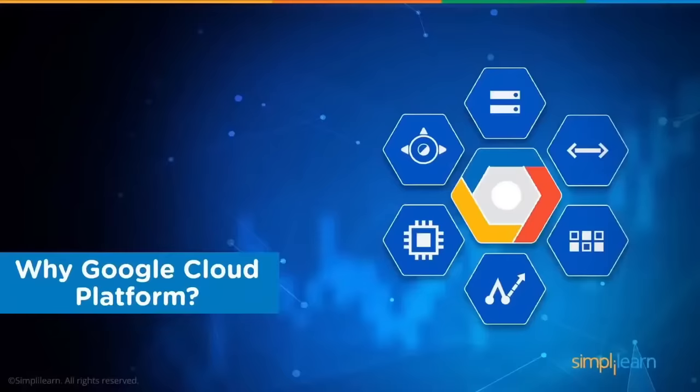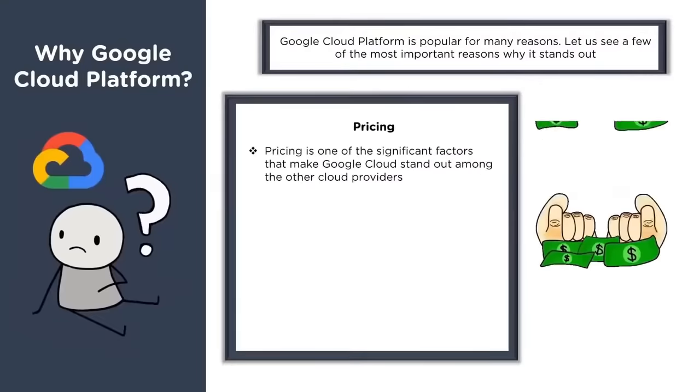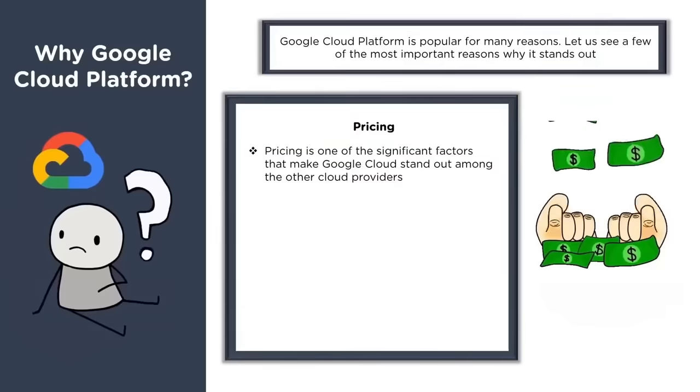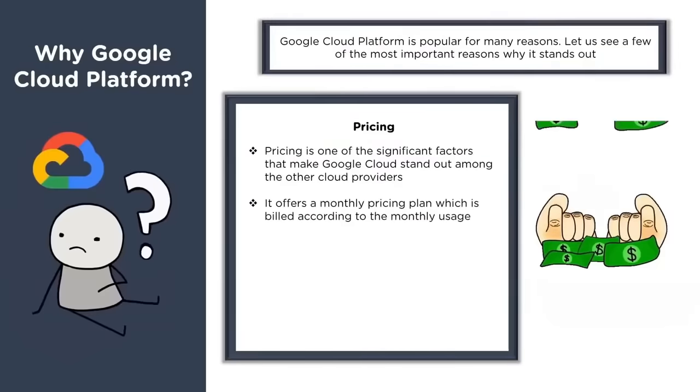Now, coming back to our Google Cloud Platform, let's understand why Google Cloud Platform. So Google Cloud Platform is popular for many reasons. Now, let us see a few of the most important reasons why it stands out. When you talk about pricing, pricing is one of the significant factors that make Google Cloud stand out among the other cloud providers. It offers a monthly pricing plan, which is billed according to monthly usage. And when we talk about billing here, the billing can be in hours, it can be in minutes, and it can also be in seconds.